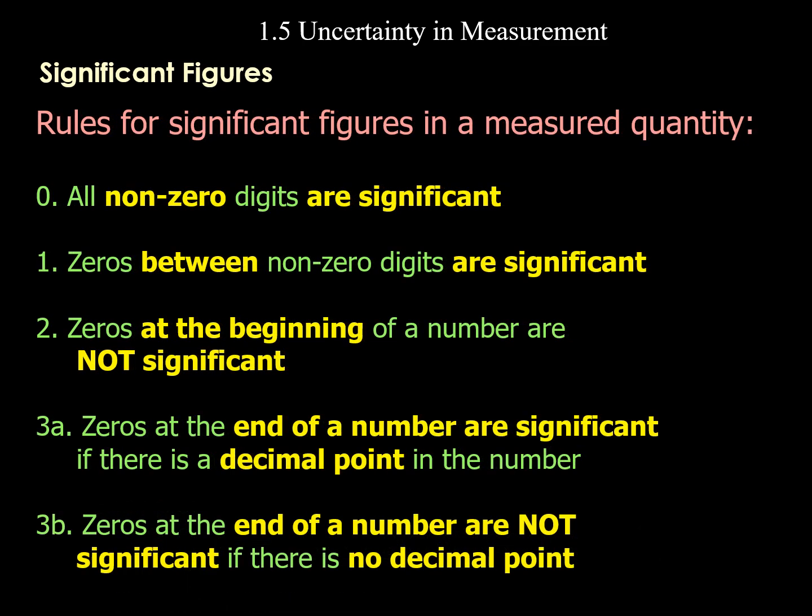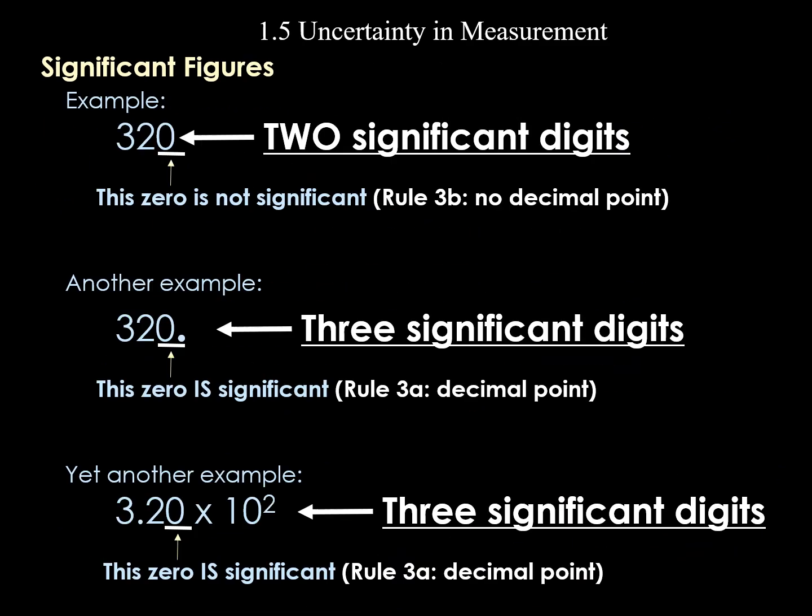So just a summary of the rules. 320 is 2 significant figures. If you add a decimal place there, it becomes 3 significant figures. We'll go with this set of rules. I believe there's a slightly different definition in your textbook, Chemistry: The Central Science by LeMay and Brown. But in our class, if there's a decimal place, it's 3 significant figures. If there's no decimal place, it's 2 significant figures. In this particular example, 320 is 2 significant figures, and 320 with a decimal is 3 significant figures.